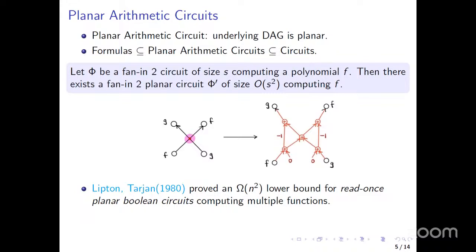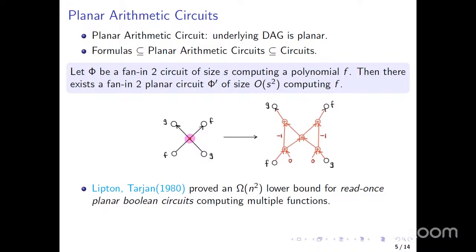Lipton and Tarjan proved the planar separator theorem for graphs, if you've seen it. Subsequently, they also noted many applications of the separator theorem, and one of the applications is proving lower bounds for planar Boolean circuits. They also proved this for read-once planar Boolean circuits. This is similar to what Sumegha said: every variable appears as a leaf only once.